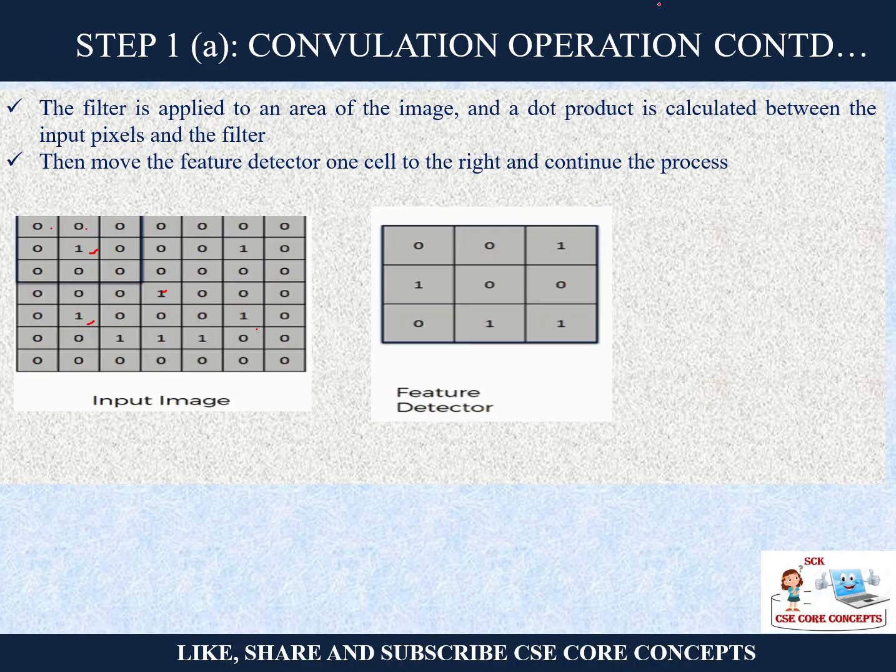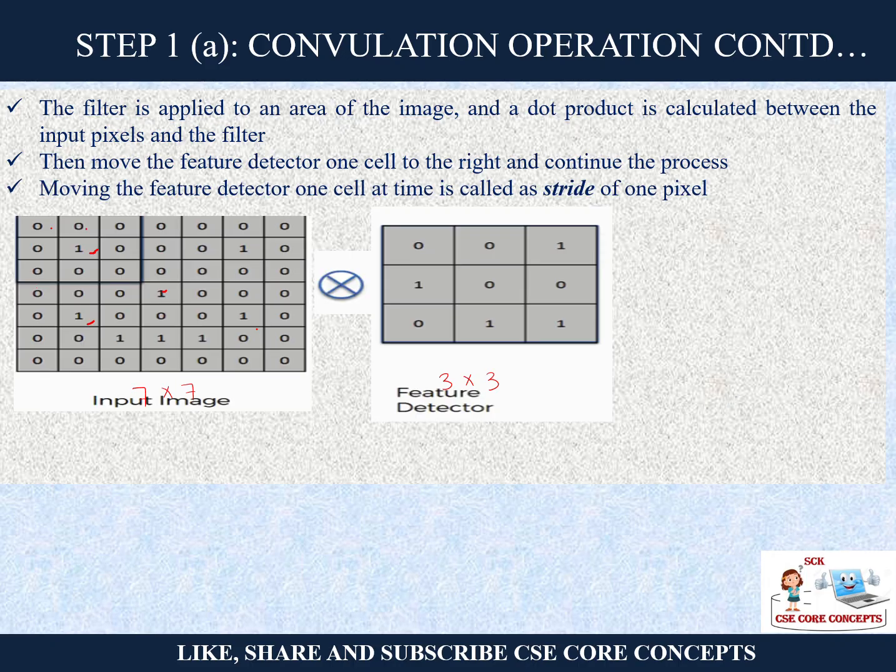So I have discussed, I have created this kernel. Let's say for example, what is the size of my input image? It is 7 cross 7. So my input image size is 7 cross 7. And what is the size of my feature detector? It is 3 cross 3. And I told you that the feature detector always has to be a smaller size than the input image, right?